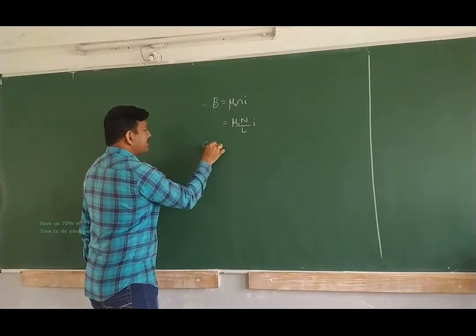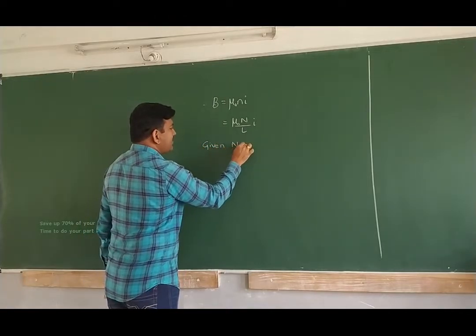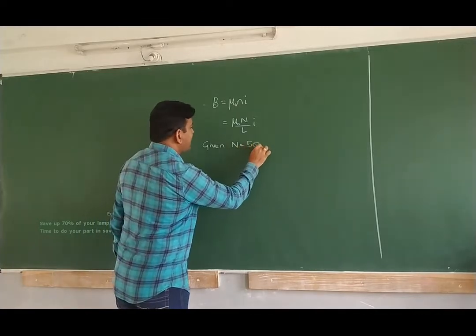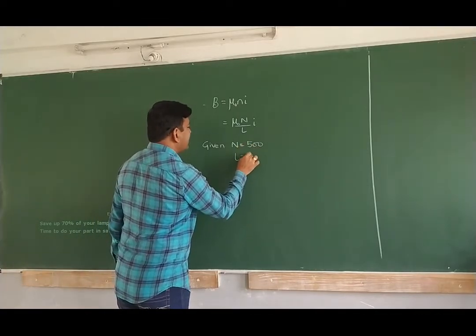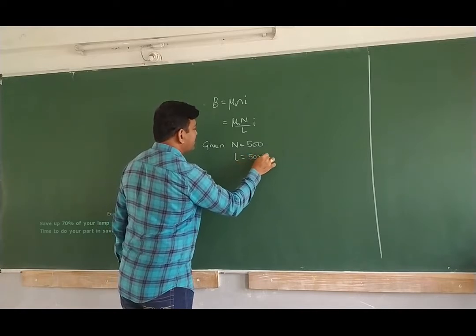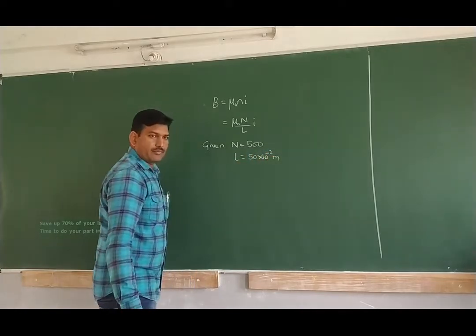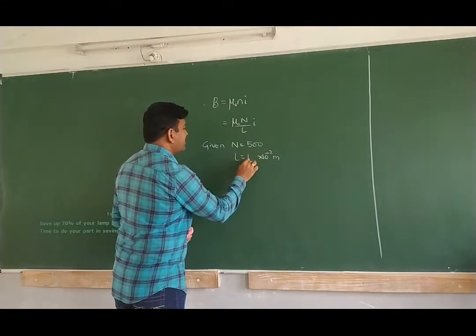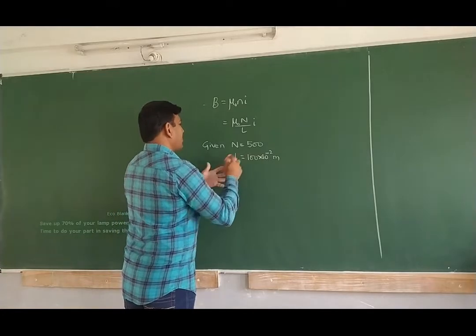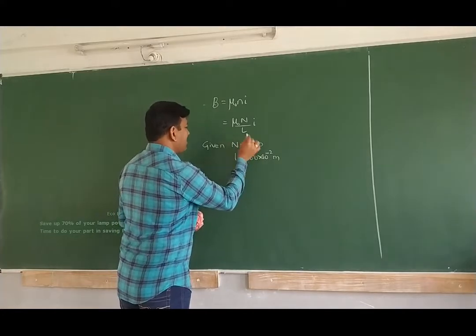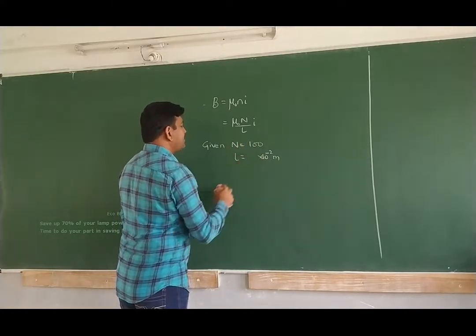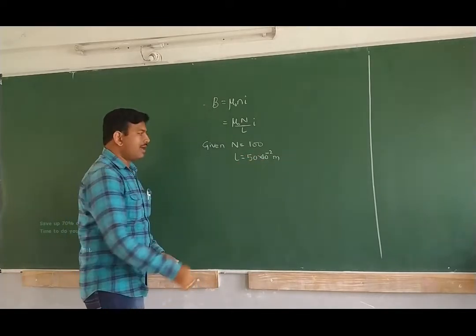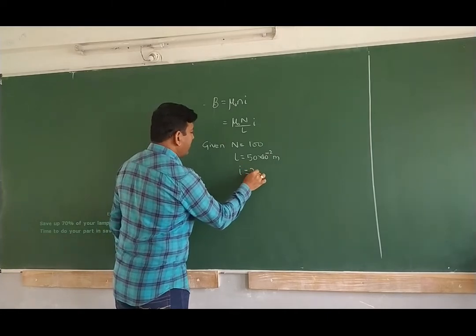What is given here? Number of turns is given as how much? They have given 100 turns. Length is given as 50 centimeter, 50 into 10 power minus 2 meter. Current is given as 2.5 ampere.